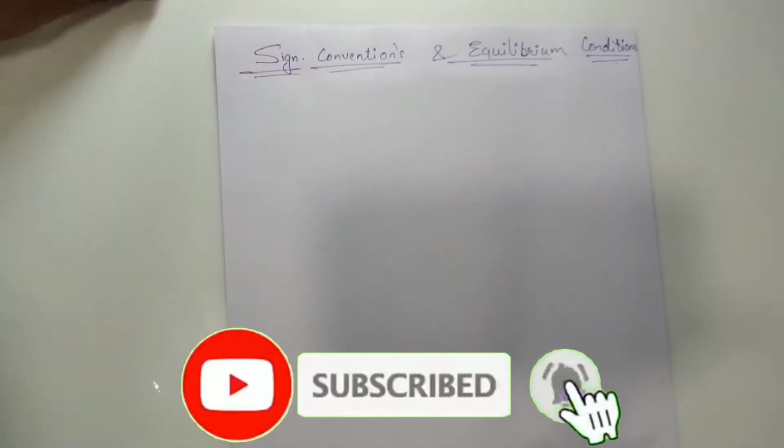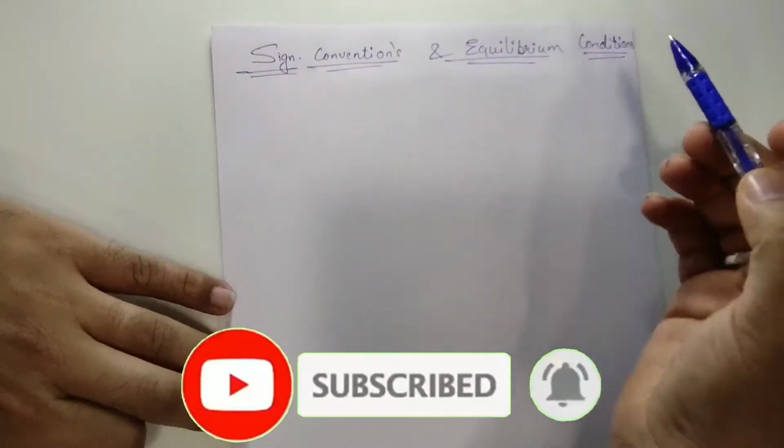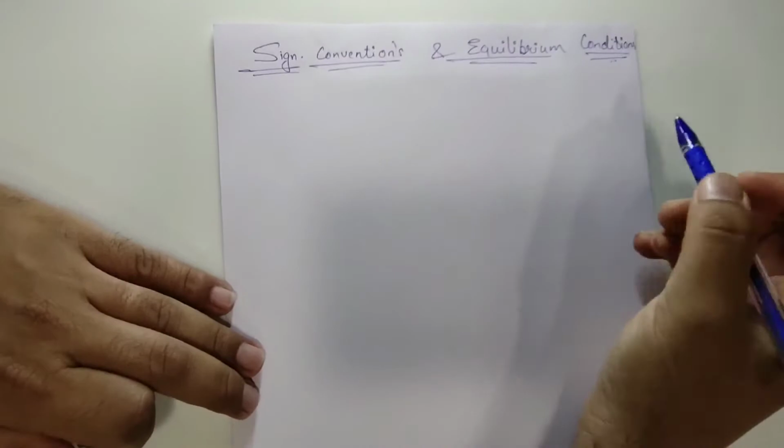Today we are going to learn about sign convention and the number of equilibrium conditions which we are going to use to solve the example.